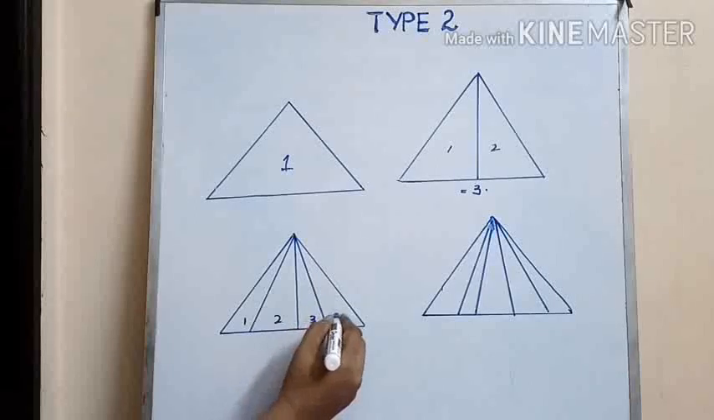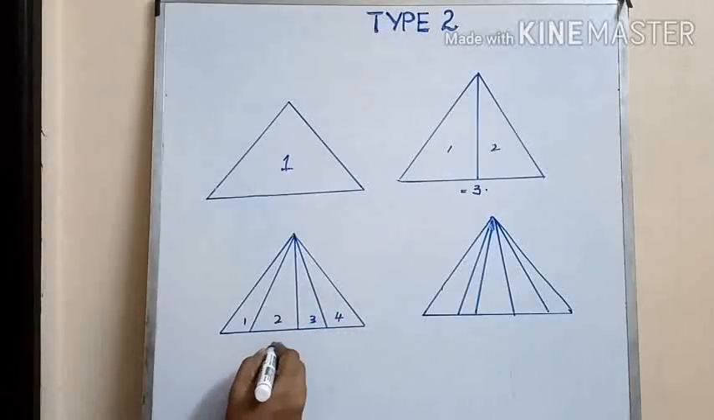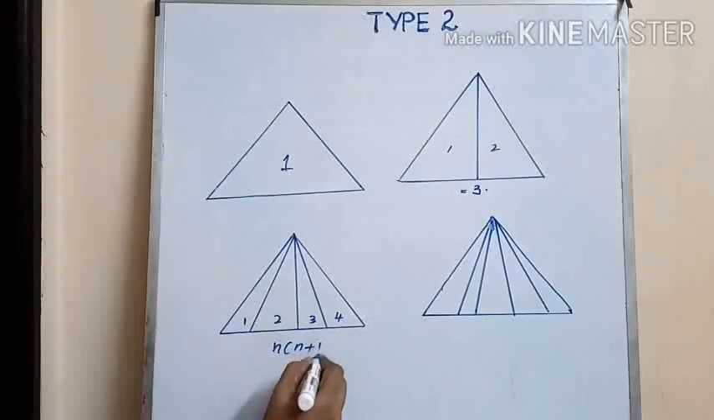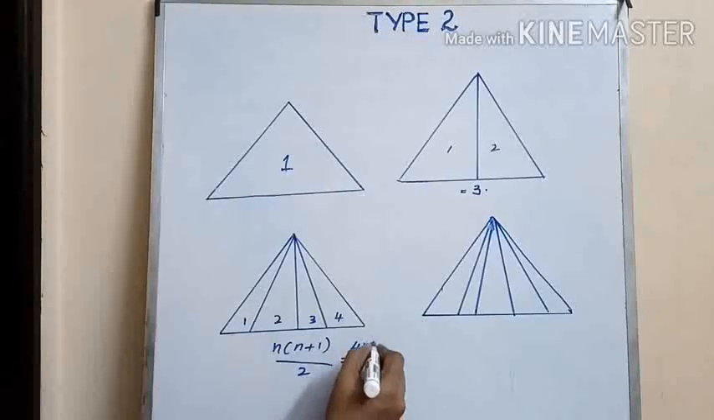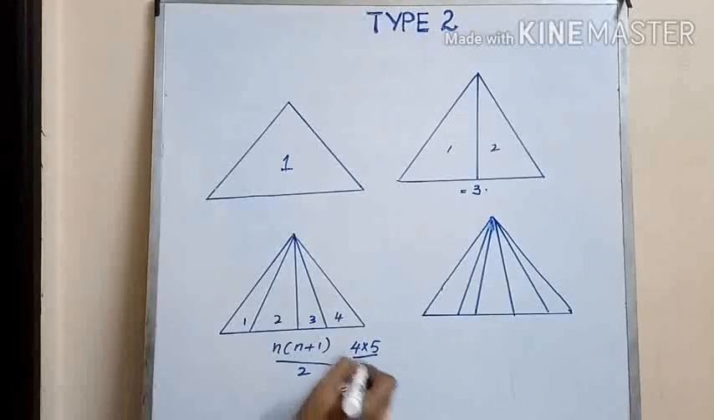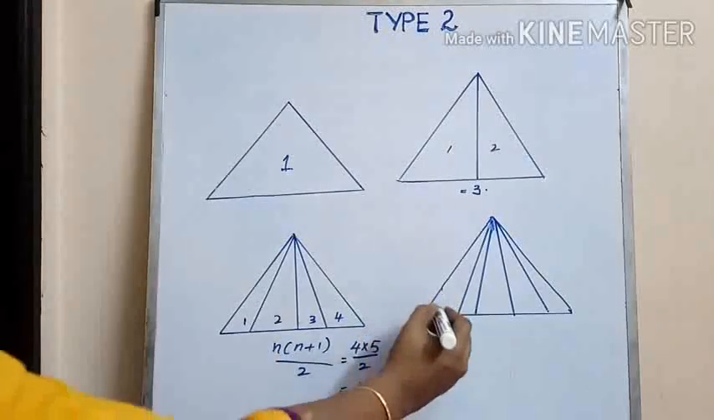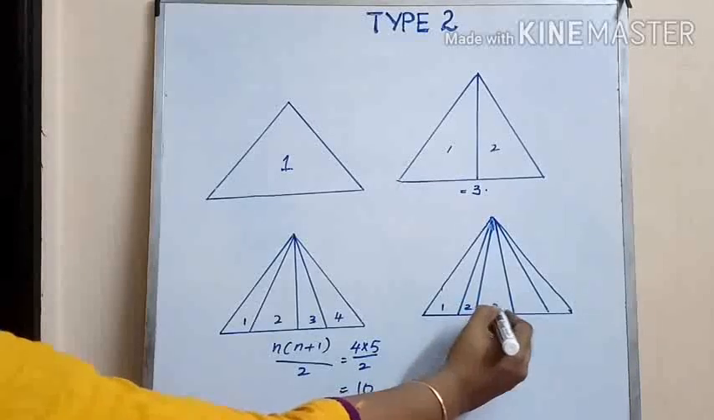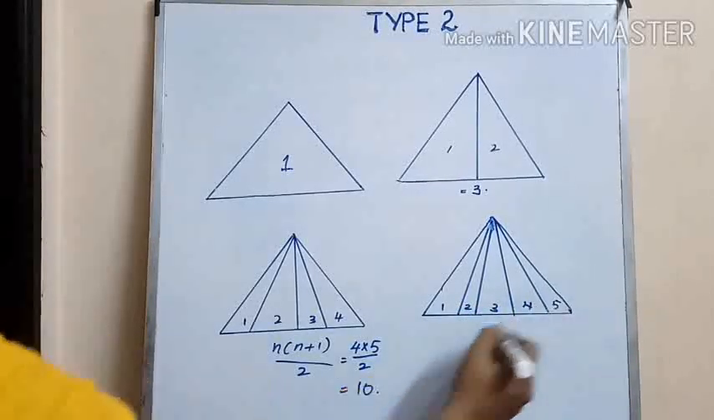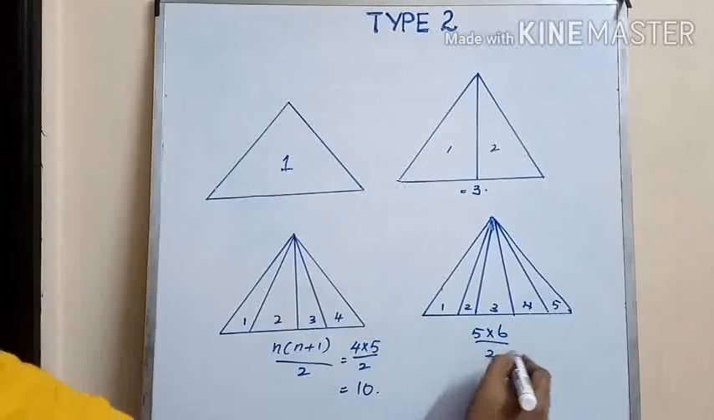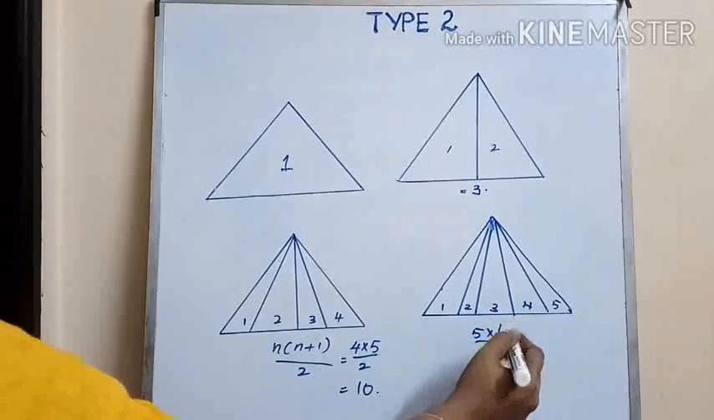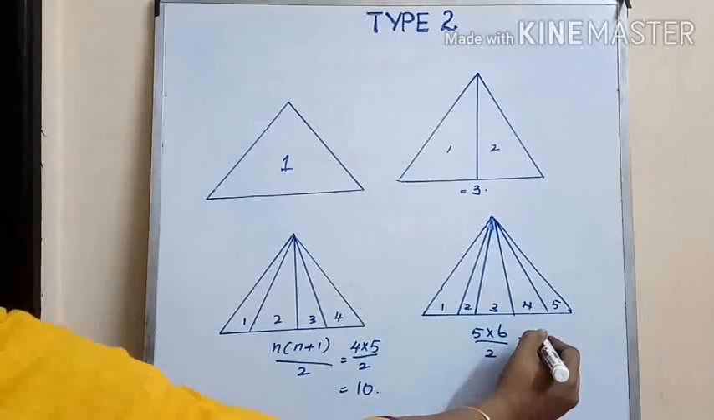Here check for the number of vertical paths. So we have 4 paths. Use the formula n into n plus 1 by 2. So 4 vertical paths, so n is equal to 4 into 5 divided by 2 will give you 10. In this type we have 5 vertical paths. So the number of possible triangles is 5 into 6 divided by 2, which will give you 15.